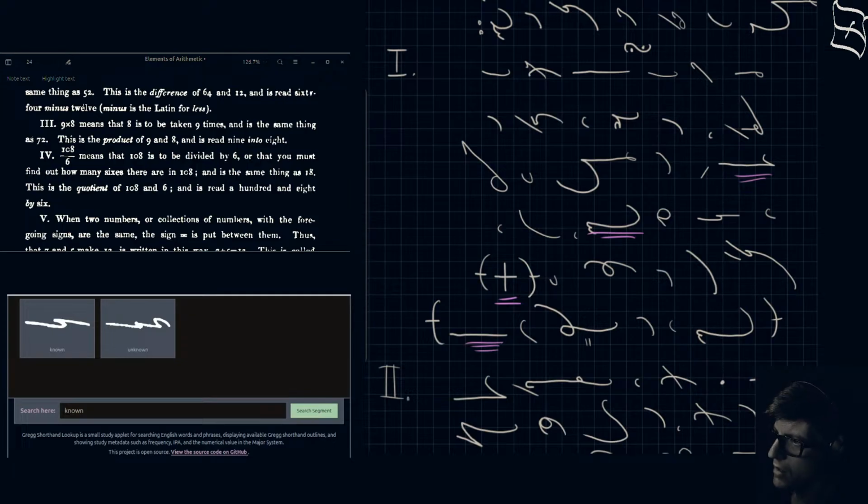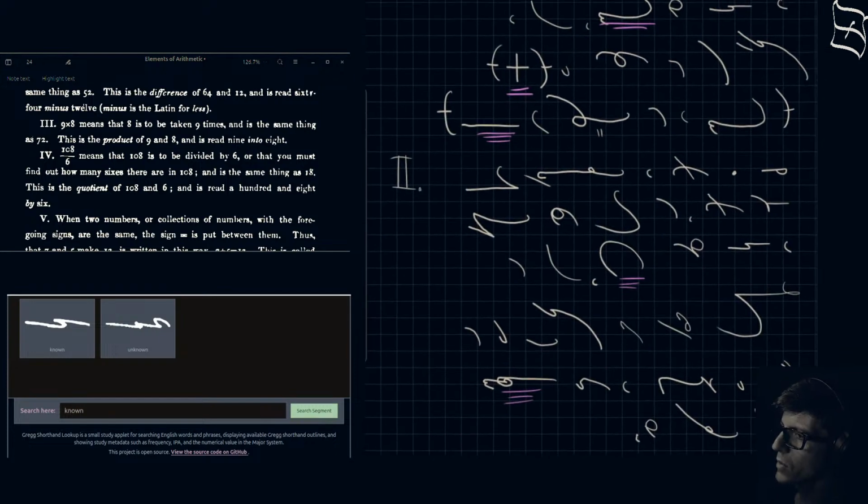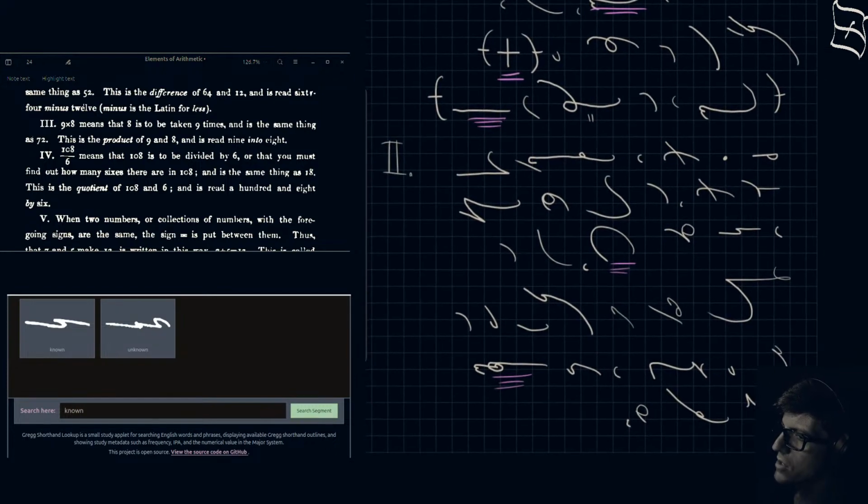Go back over here. By the character of the cross, right? Which is plus. Plus is the Latin for more. It's the Latin for more. And that's the word more. Okay? And here's our second one. This is the second operation.